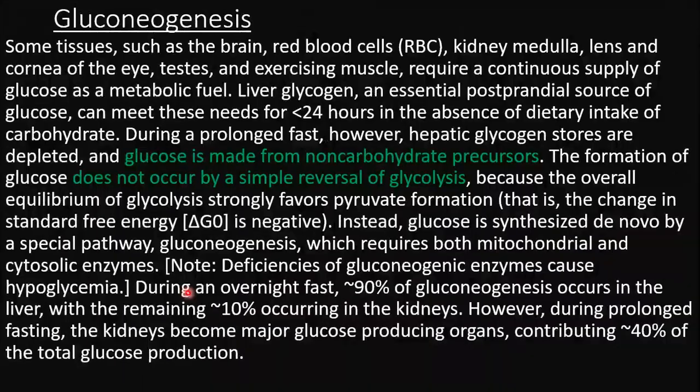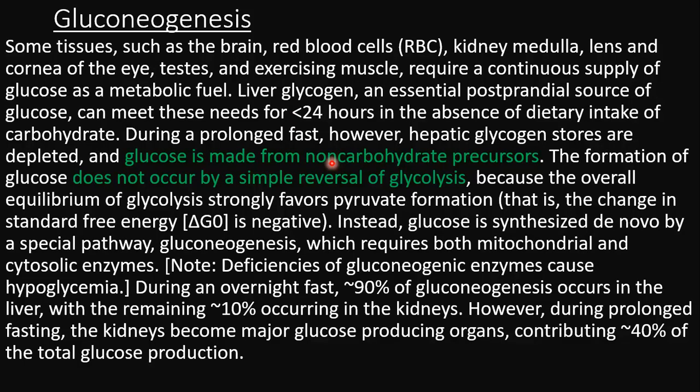So, gluconeogenesis. Some tissues in the body require glucose as a metabolic fuel. So it is imperative to supply these tissues with glucose. Now, we can do this by using liver glycogen, the glycogen stores in the liver, but these stores provide these tissues with glucose for up to 24 hours. After 24 hours, those stores are depleted of glycogen. So we have to form glucose from non-carbohydrate precursors.